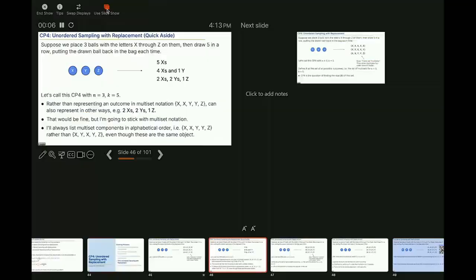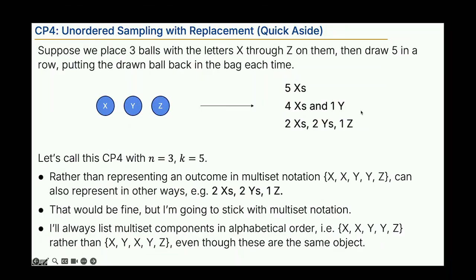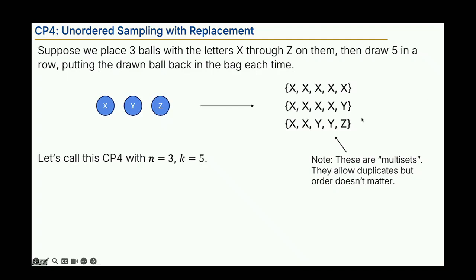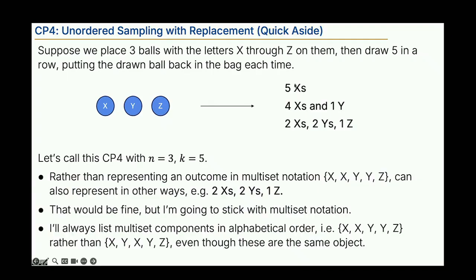Okay. All right. So here, I could also have written this as 5 X's, or 4 X's and 1 Y, or 2 X's, 2 Y's, and 1 Z, instead of using the set notation. Right? So that's the set notation version. This is another way you could write it. And that would be perfectly fine, but I'm going to stick with the multi-set notation.